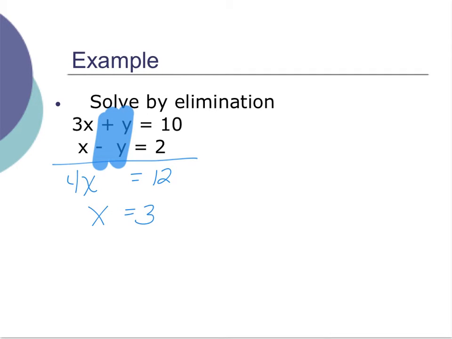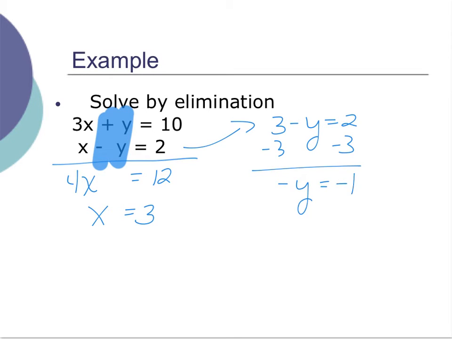I can pick either equation. And I'll put 3 minus y equals 2. Subtract 3 from both sides. So negative y equals negative 1. Multiply both sides by negative 1. So y equals 1. So my point is 3, 1. And that's where these lines cross. The last couple of days, we've all been working on the same final type of answer. It's where the lines, the equations, meet.